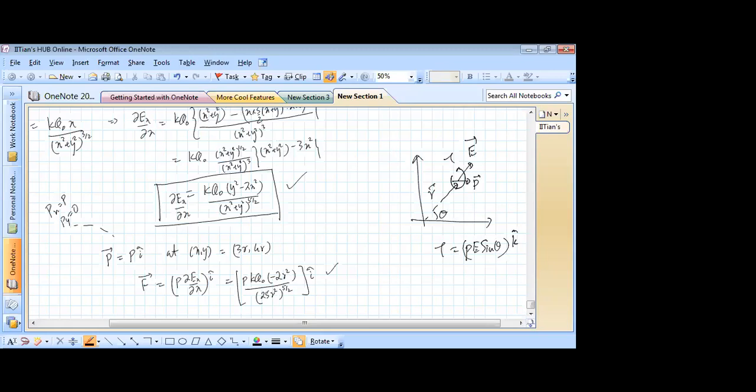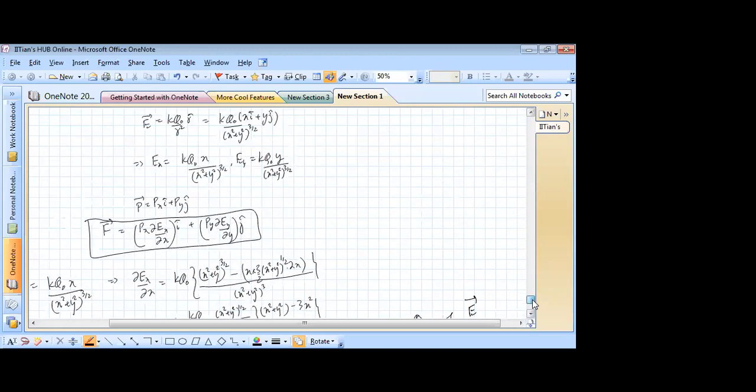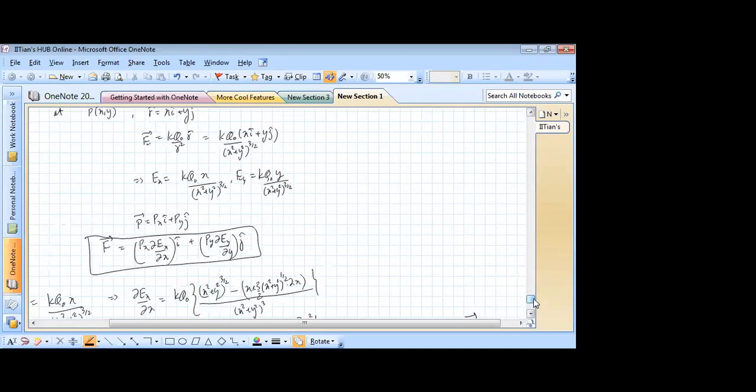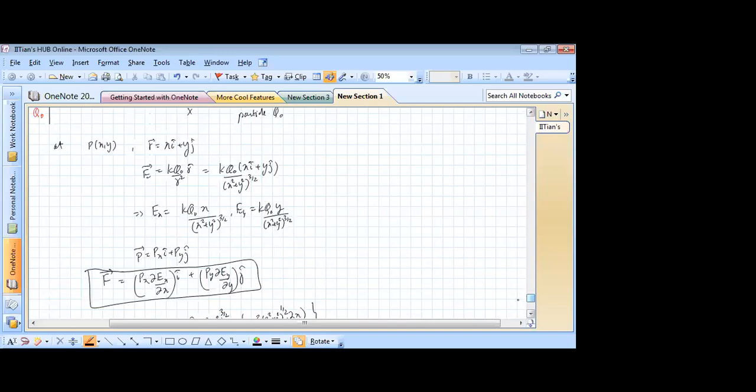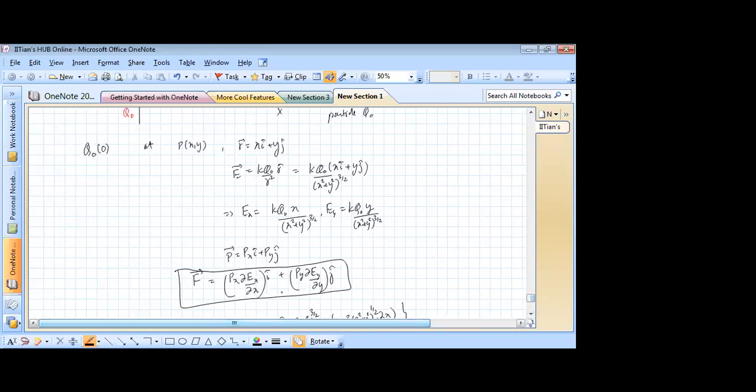Is the concept clear, people? Let's go over this whole thing. So we have a charged particle at the origin. So at any general point on the xy plane, the field formula will look like this. So this is the x component, this is the y component. So to calculate the force on a general dipole placed like this, you need these two terms. You need del Ex by del x and you need del Ey by del y.